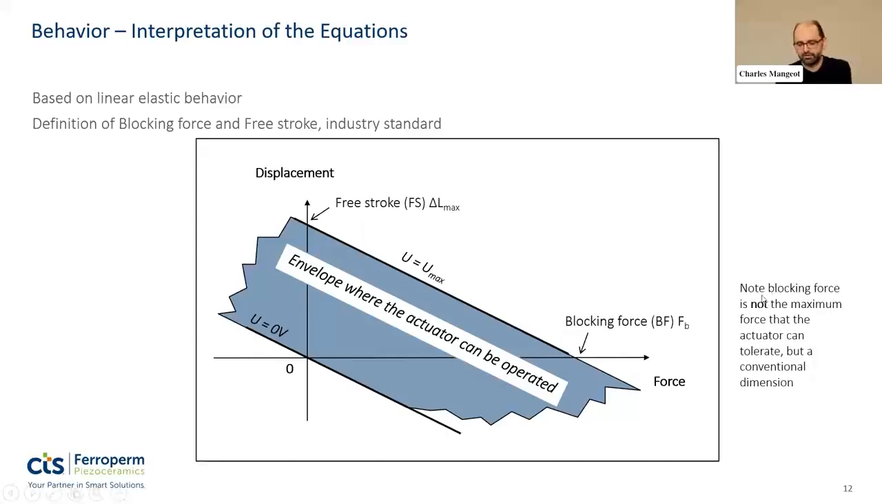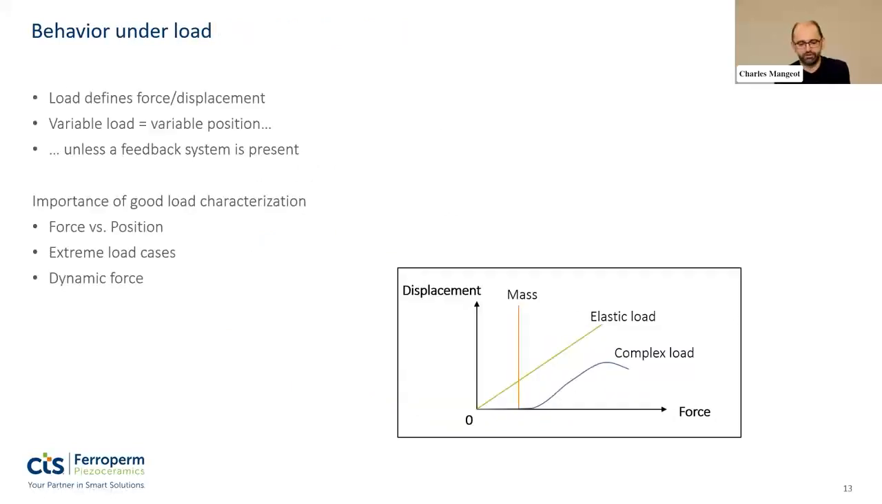And there's an important thing to notice here. Blocking force is not the maximum force that the actuator can tolerate. It's just a dimension that we define to model the actuator. So for some actuators, you won't be able to apply the blocking force. It will be limited to maybe half of the blocking force. Some you can apply more than the blocking force. It's actuator specific. So the blocking force is not a limit for the force that can be applied on the actuator. It's just a way of defining these two curves, really. And this is very essential to understand.